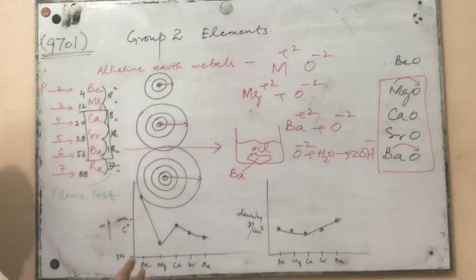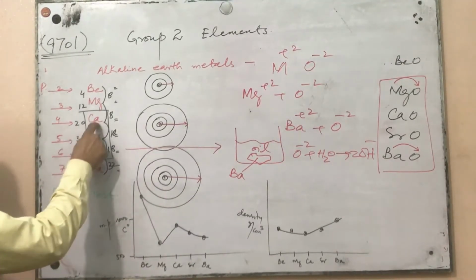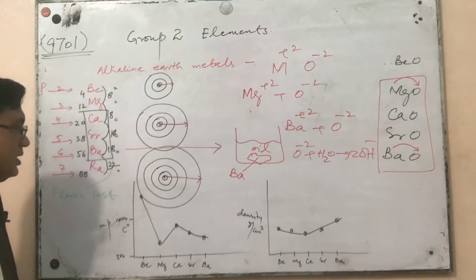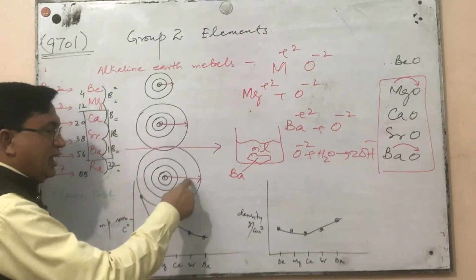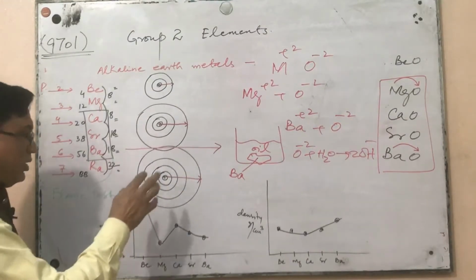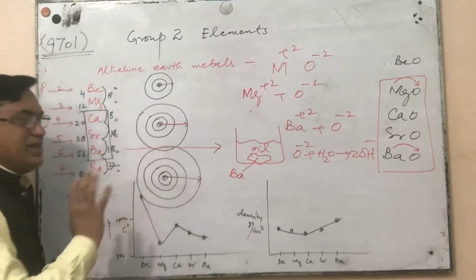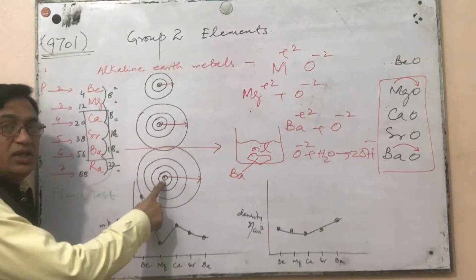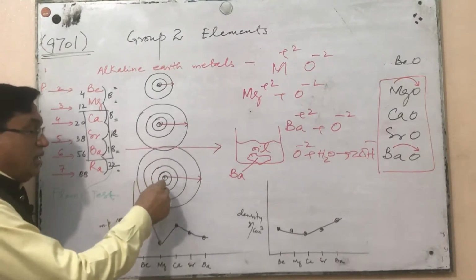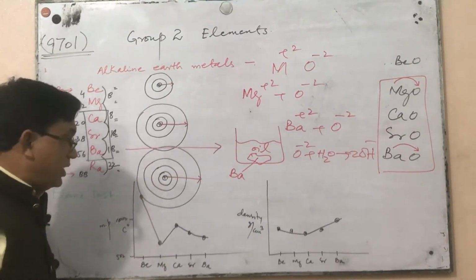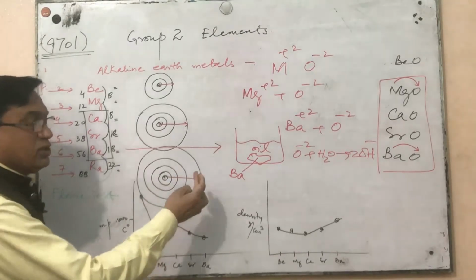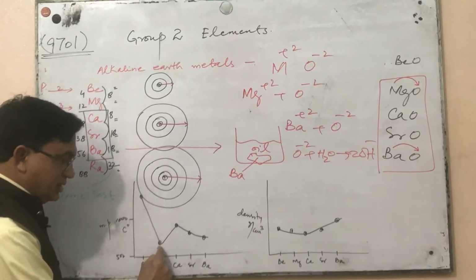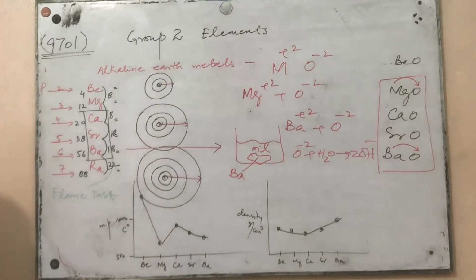Now, what happened next? From magnesium to calcium, again 8 protons are added, but now 1 shell is also added. Now, as compared to the increased distance from the nucleus to the outermost shell electron, the number of protons in the nucleus increases very much and their effect becomes more significant. So, the nucleus force of attraction on the outermost shell electron increases. That's why the melting point of calcium increases as compared to magnesium.